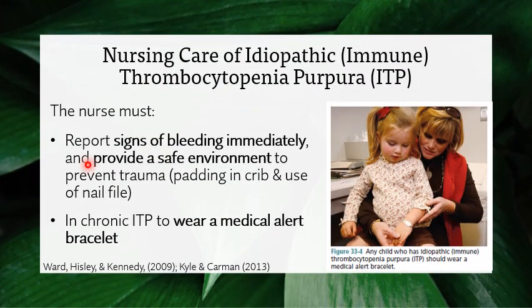The nurse also must report the signs of bleeding immediately and try to provide a safe environment to prevent trauma. So we use padding in the crib, and a nail file instead of a nail clipper. And when this is a patient with chronic ITP, we ask the patient to wear a medical alert bracelet, so people will understand that you are fragile in bleeding. So people will then raise their alertness and awareness to take care.